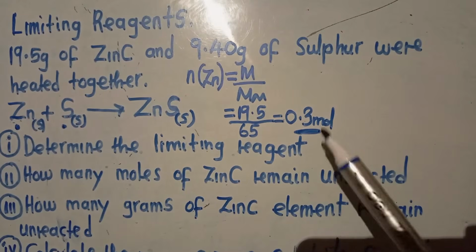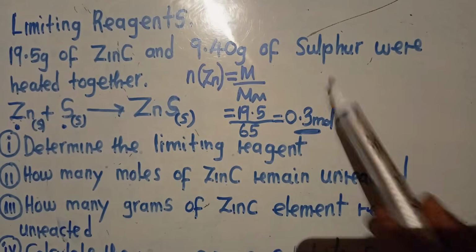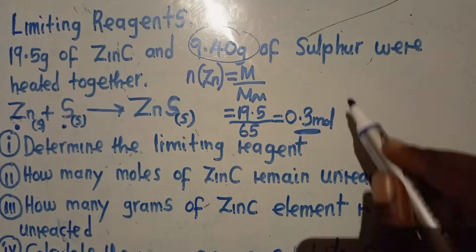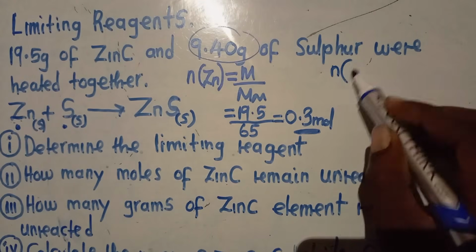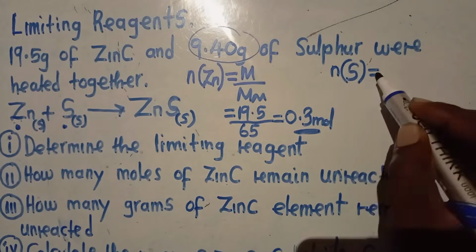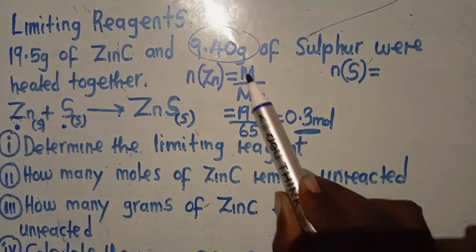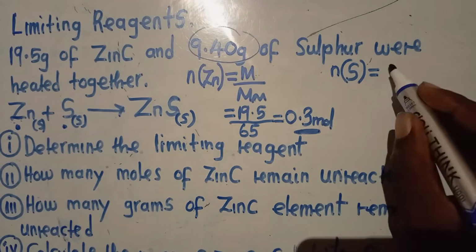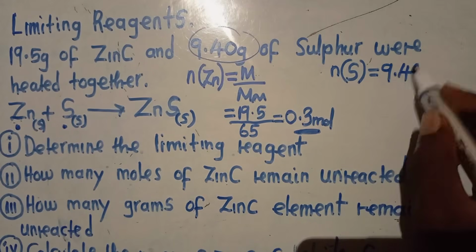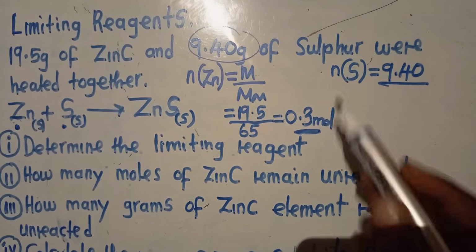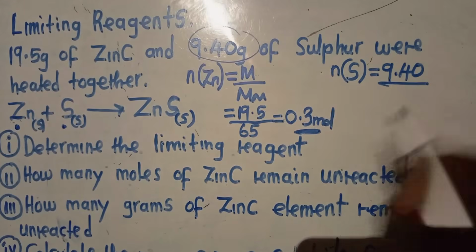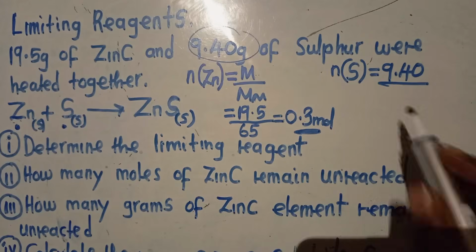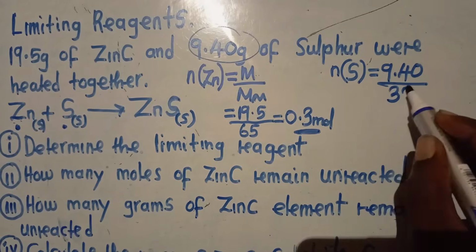I now calculate the number of moles for sulfur. Where is sulfur? Here, I'm given that. Number of moles for sulfur is equal to mass over molar mass. What is the mass? 9.40, over the molar mass. The molar mass for sulfur is known. Whenever you're talking about a single element, the molar mass is the same as the mass number, so it is 32.